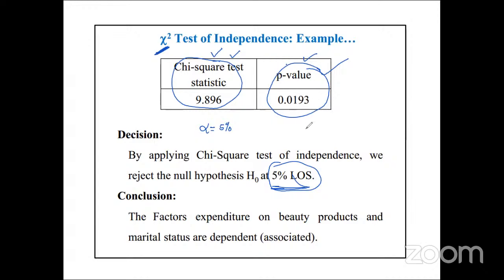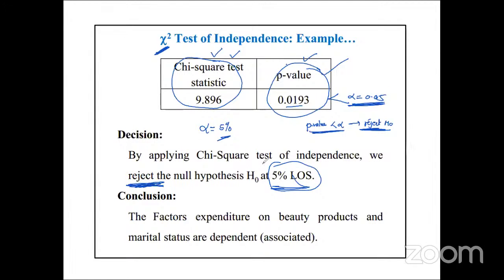Okay, let me repeat. How to take the decision? If p-value is less than alpha, then reject H0. Again, I'm repeating: if p-value is less than alpha, then reject H0. So in our case, p-value is less than alpha. Alpha was 0.05. This was our alpha. So what is the decision?